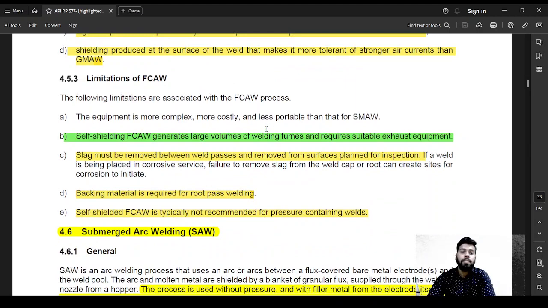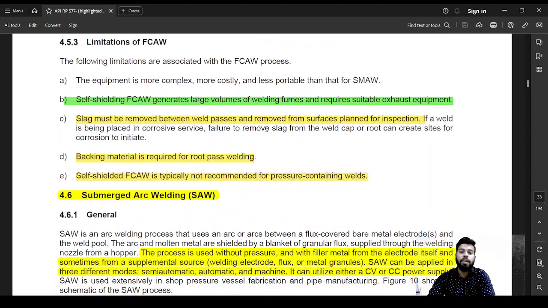Limitations. The following limitations are associated with flux core arc welding. The equipment is more complex, more costly, and less portable than SMAW. Self-shielding flux core arc welding generates a large volume of weld fumes and requires suitable exhaust equipment. The slag must be removed between the passes. So if you don't remove the slag, it can cause slag inclusion later on.